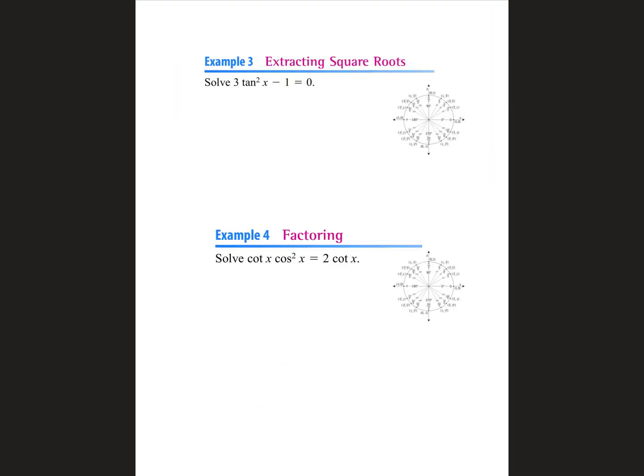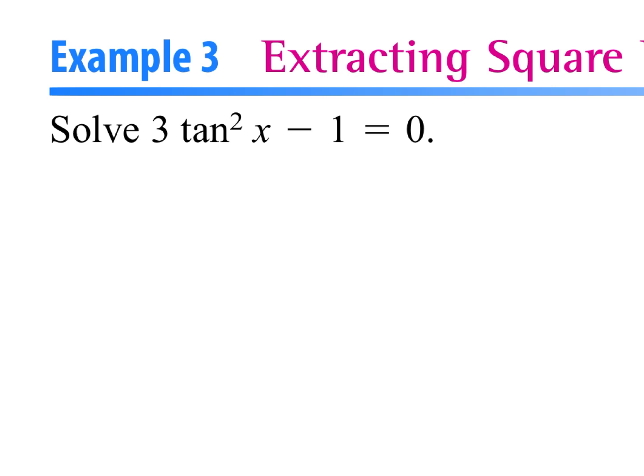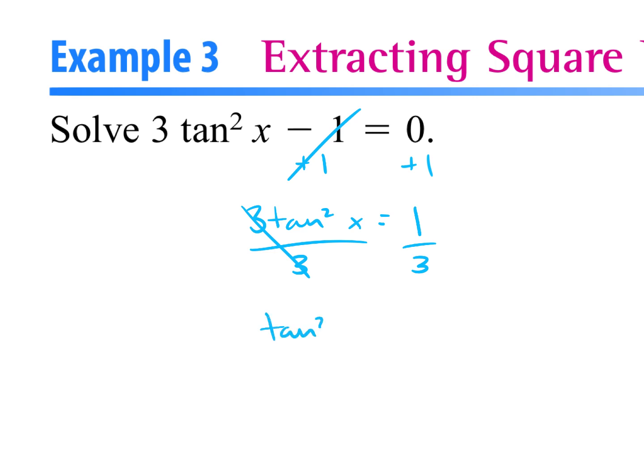All right, example 3. We're doing the same thing. We want to get our trig function all by itself. So what would we do first? Add 1. So I have 3 tangent squared is equal to 1. What would I do next? Divide by 3. So tangent squared is equal to 1/3.